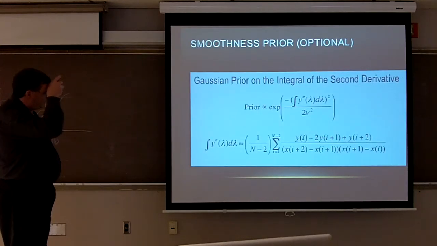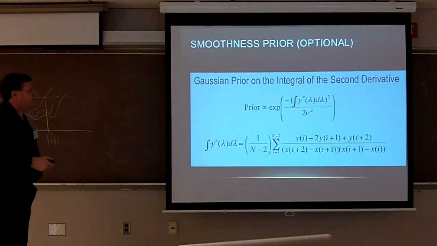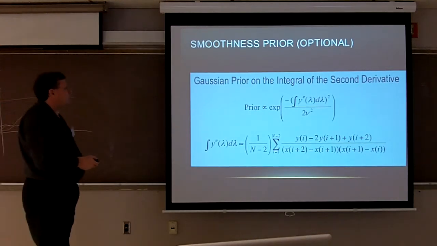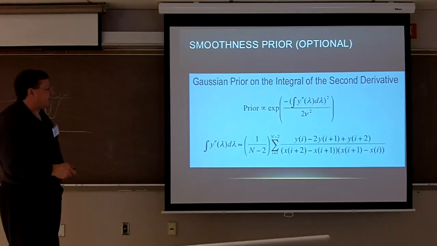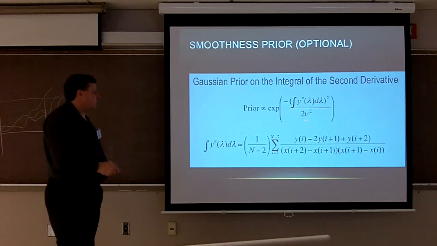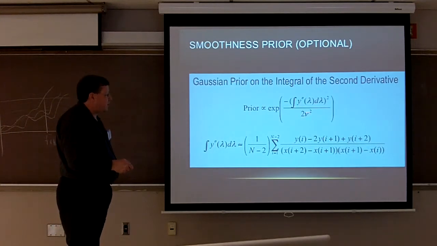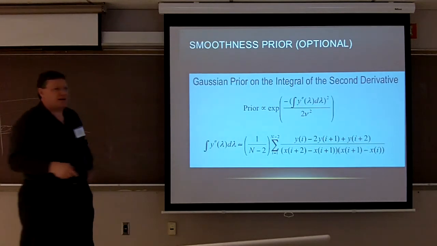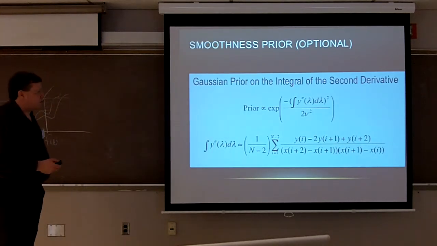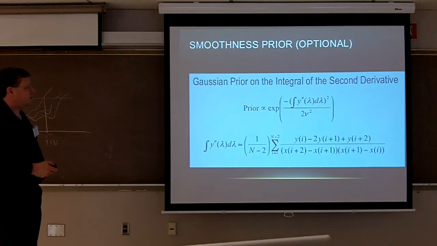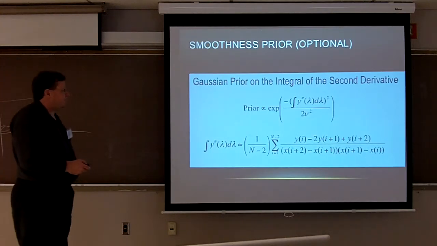We also tried putting in, we've done various things. Like I said, this has been going on for a long time. A smoothness prior, so you have a prior probability, which is basically a Gaussian on the integral of the second derivative. This is the free parameter here, you can basically say how smooth you want this function to be. So you can put this prior in, and this will help influence the spline fits.